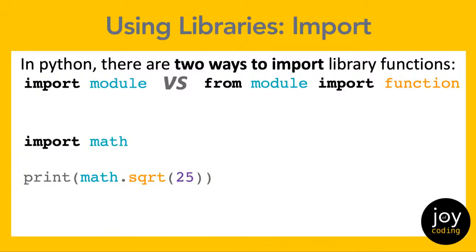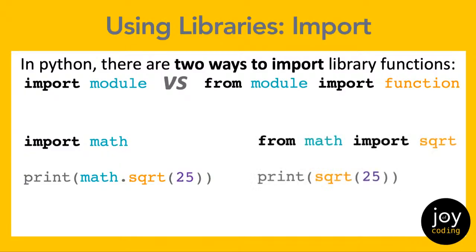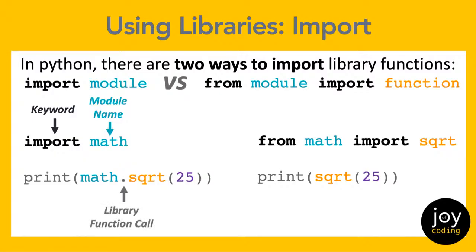So on the left, we have import math, and on the right, we have from math import square root. And as you can see, the code where we're calling the square root function looks a little bit different between these 2 examples. So let's unpack this a little bit. So import is our keyword, math is our module name, and then we have our library call. And note the dot, the period I'm using in between my module name on the left and my library function on the right. When you import math and you import the module, you have to type the module name dot the name of the function.